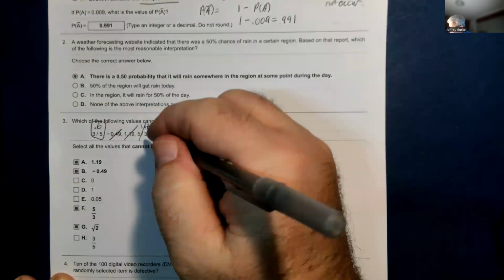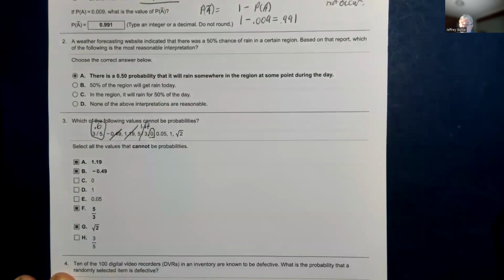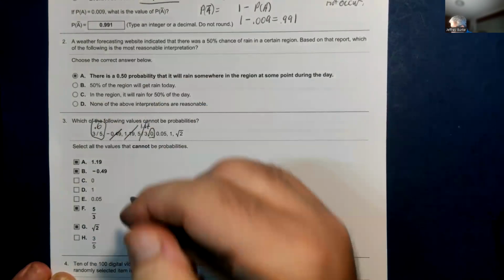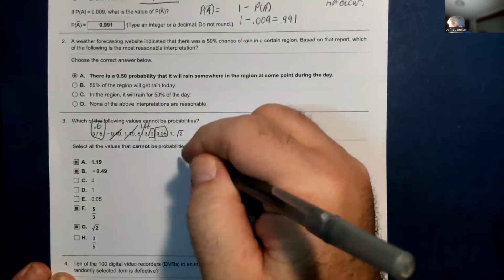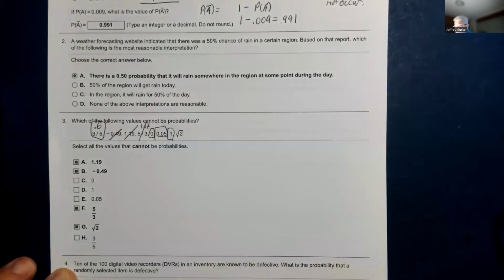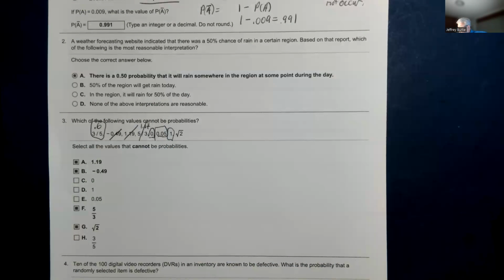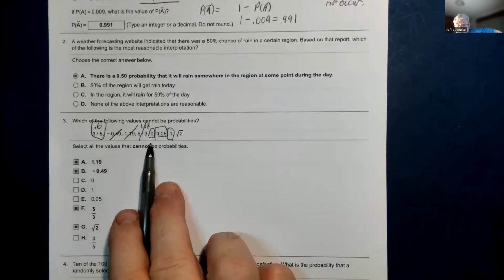0, yes, 0 can be a probability. So it can be between 0 and 1, but it can be 0. 0.05, yes, that can be a probability also. 1, that can also be a probability. That means it's like definitely going to happen. 0 means it's absolutely not going to happen.